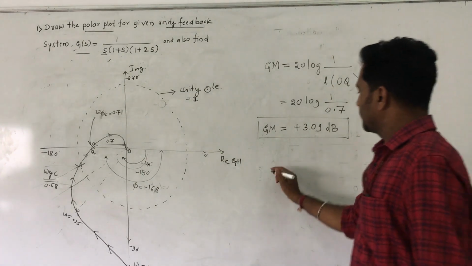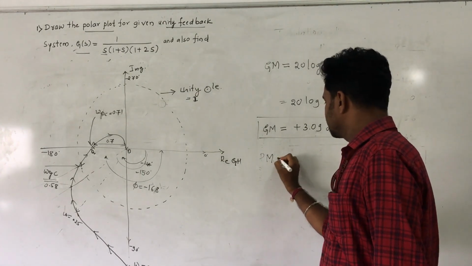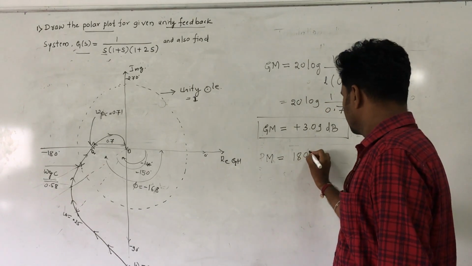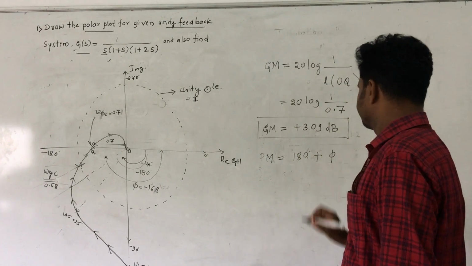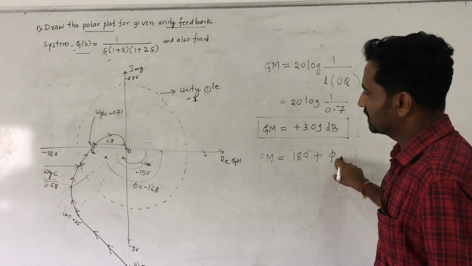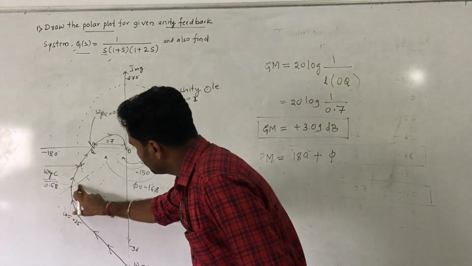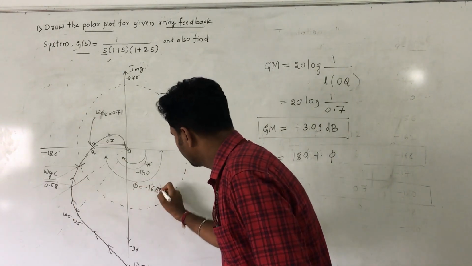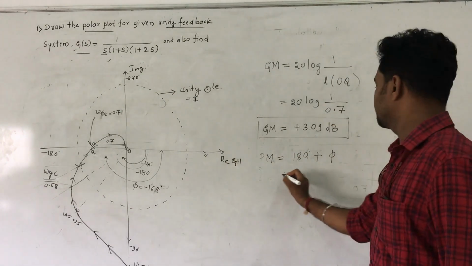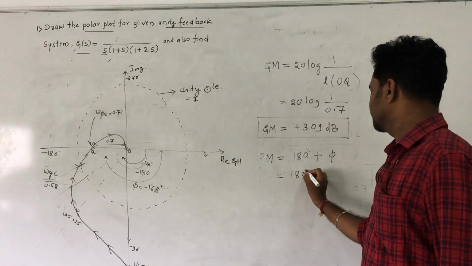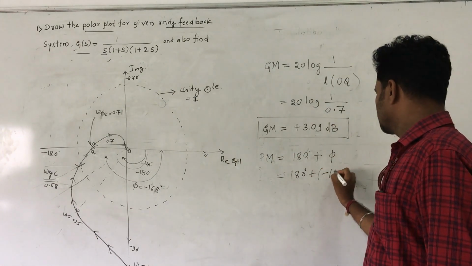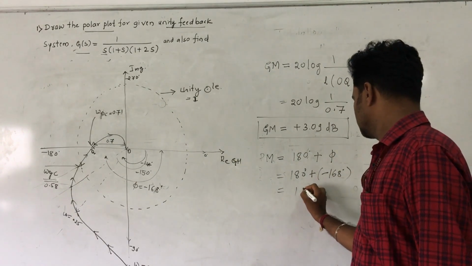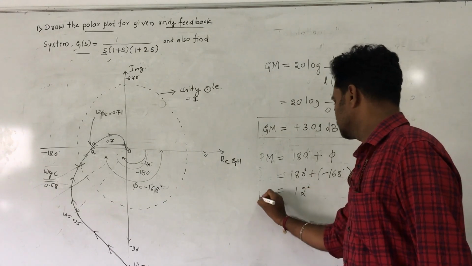Similarly, to calculate PM, PM is equal to 180 degrees plus phi. Which phi value do you need to consider? The phi value at the point where the plot crosses the unity circle. That value is minus 168, which we substitute here: 180 degrees plus minus 168. How much do you get? It is 12 degrees. This is PM.